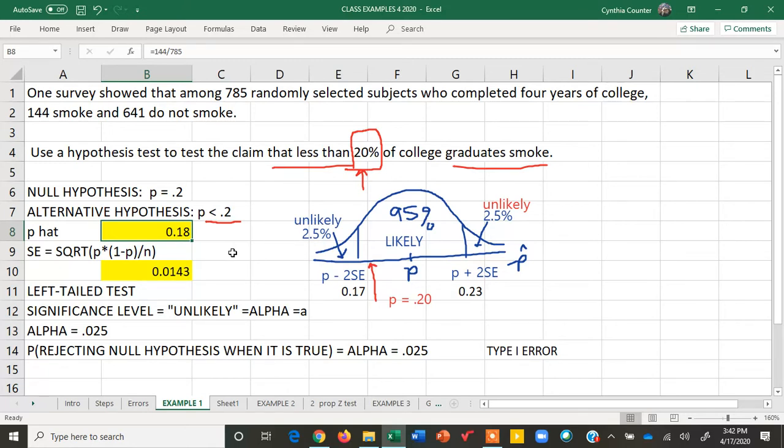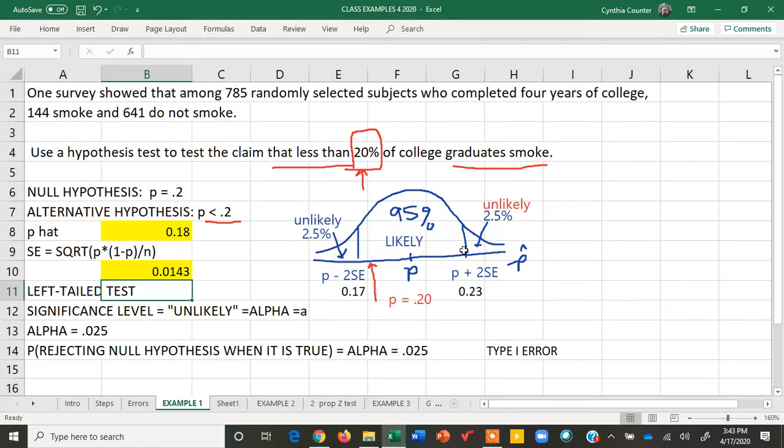So I assume the null hypothesis is our assumption. I assume that the true population proportion is 0.2, so that goes here. We know the distribution of sample proportions is normally distributed with a standard error equal to the square root of p times 1 minus p over n. Since our p was 0.2 and our n is 785, when we computed the standard error, we got 0.013.